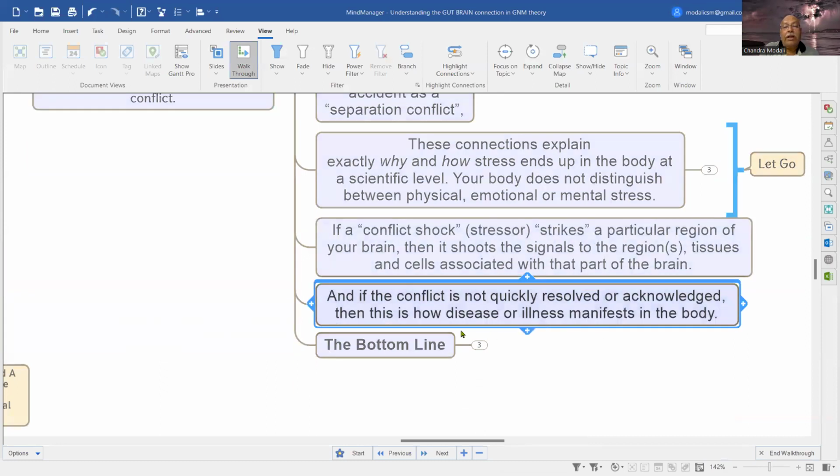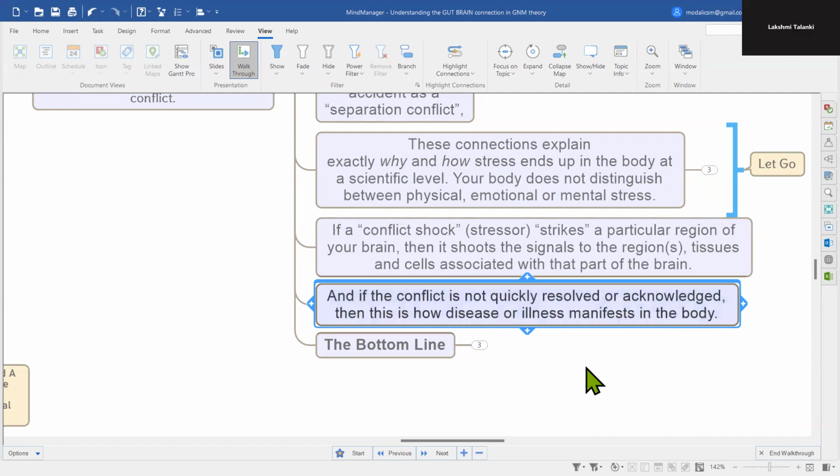Right. So, if there is a conflict, what is important? Your ability to handle that conflict, digest it, or acknowledge it. That means surrender to that with the wisdom of how you can come out of it. Correct. Are you with me? If the conflict is not quickly resolved or acknowledged, then it becomes the foundation for the disease or illness manifesting in the body.